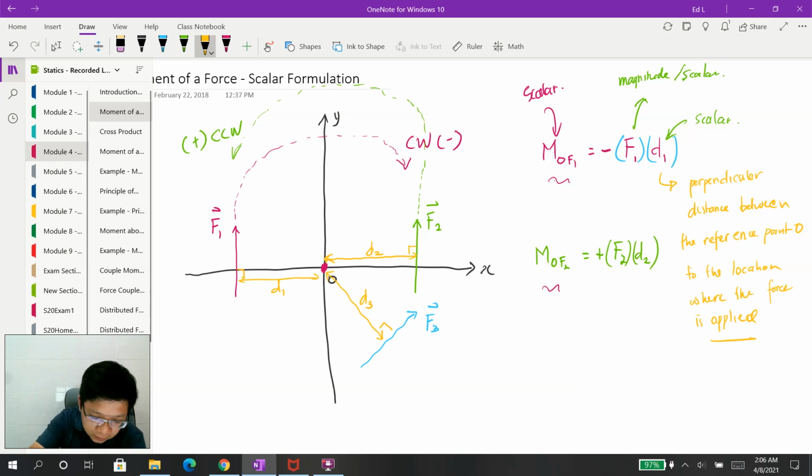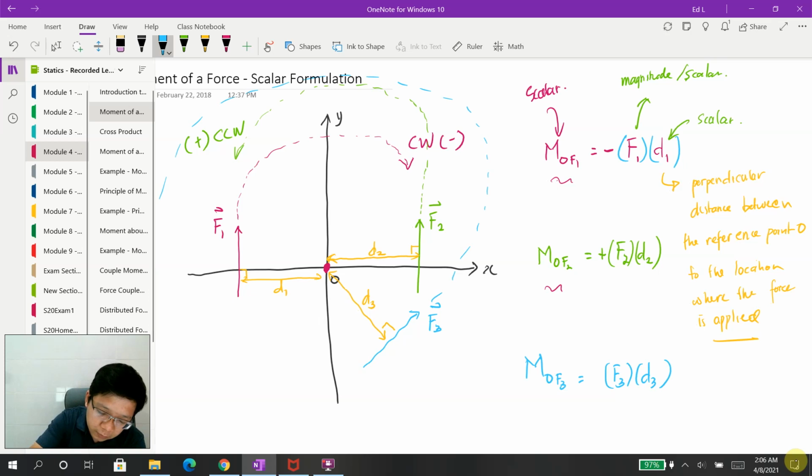So in this case, we can write that MO, the moment about point O due to the force F3, is F3 multiplied by D3. And for the sign, if we try to wrap this force around point O, we find out that it also has a counterclockwise rotation, so it's a positive sign.